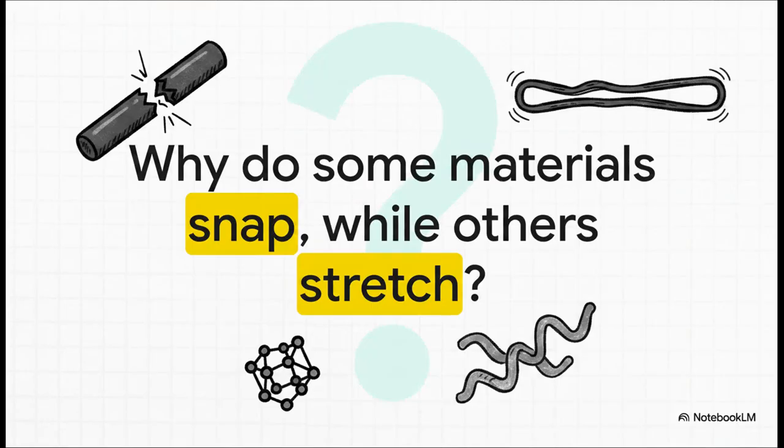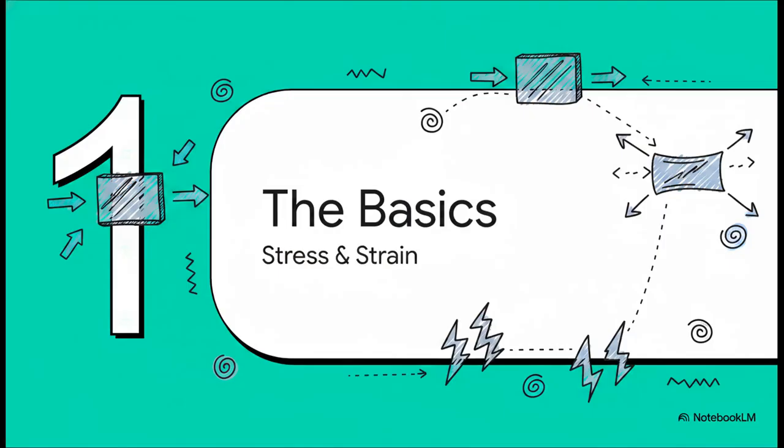So think about it for a second. Why does a rubber band stretch like crazy, but a glass rod just snaps? This isn't just a random question. It's literally the core of this entire topic. And the answer? Well, it all boils down to how different materials handle two fundamental ideas. And those two big ideas are stress and strain.